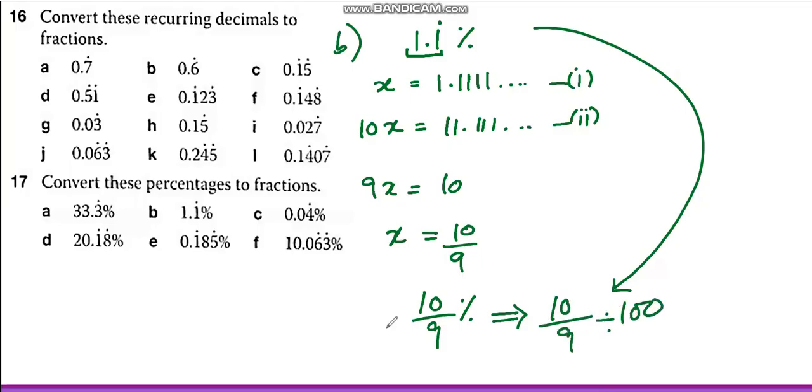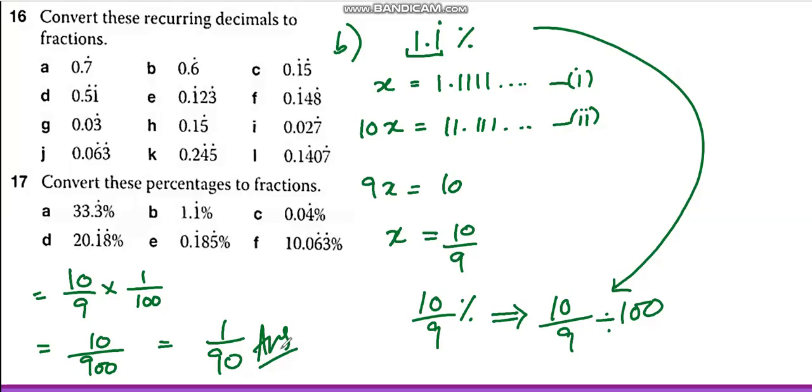So now if we do keep, change, flip, we can write 10 divided by 9 times 1 over 100. And if we further simplify, we get 10 over 900. And further simplify, we get 1 over 90. So this is the final simplest form. So in all remaining parts, you can first convert the recurring decimal into a fraction and then divide by 100 to convert the percentages into fractions. So please apply the same rule as we applied in question number 16 to convert recurring decimals into fractions and then divide by 100 in this form. I'm leaving the remaining parts for your practice.